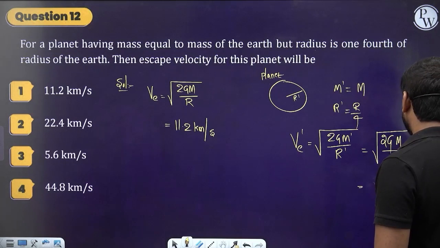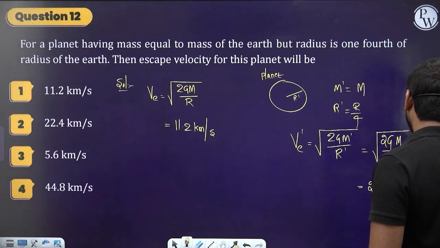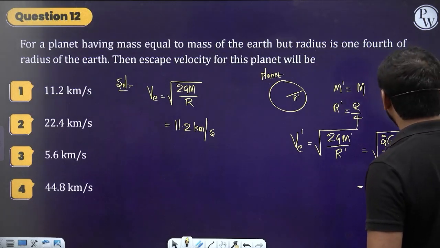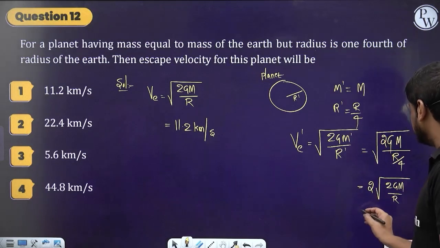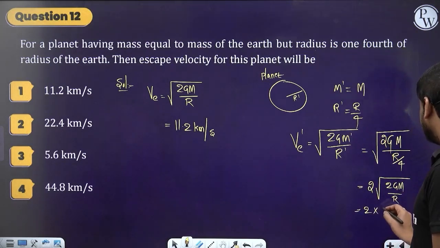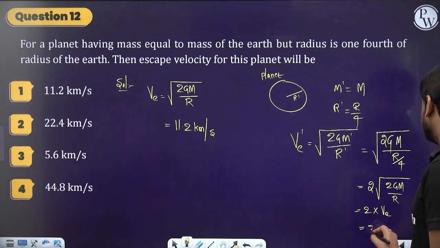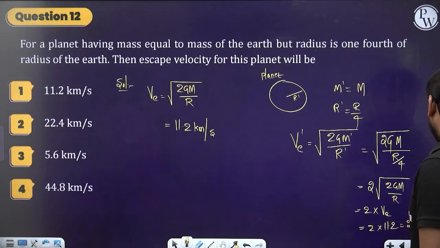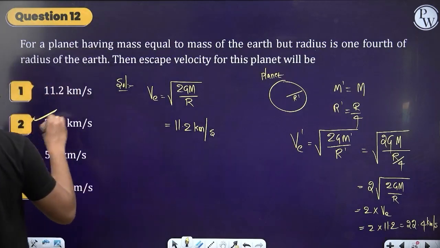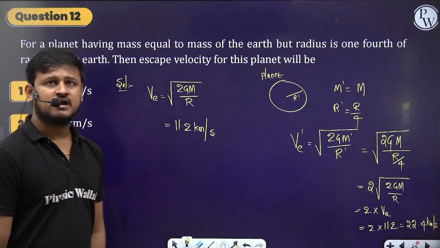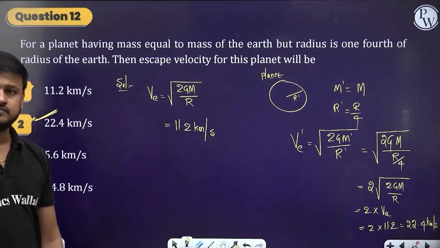So this 4 will go up and come out. So 2 root over 2GM by R again, because this 4 goes up, and if you take the 4 out of the root, it comes out as 2. So 2 into, this is nothing but the escape velocity V_E again, which is 2 into 11.2, which is again 22.4 kilometers per second. That is the correct answer. Done? Understood, guys, everyone?